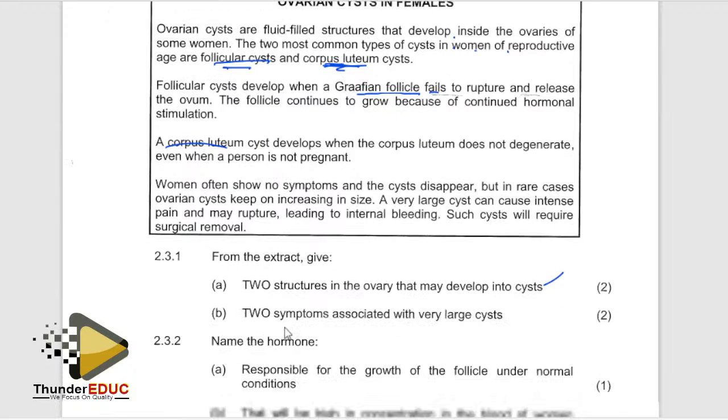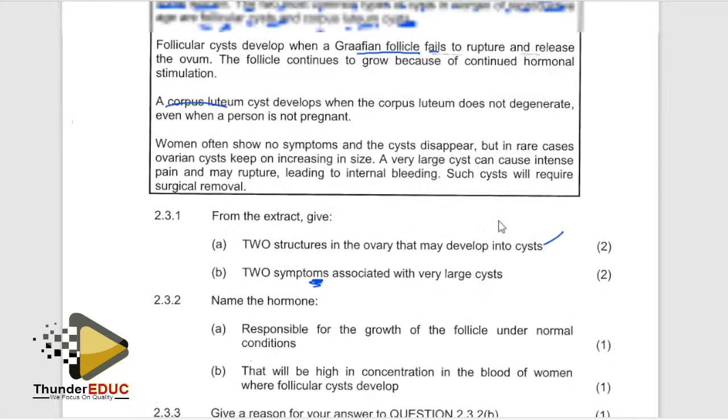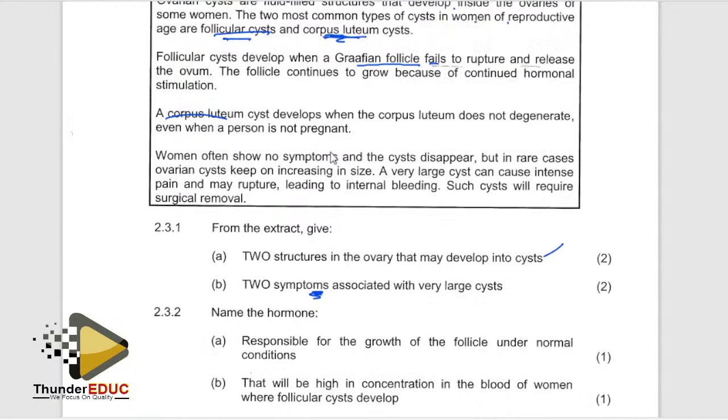State or give 2 symptoms, not signs, associated with a very large cyst. Here, what are you supposed to talk about? A very large cyst causes intense pain and may rupture. You see, so it is intense pain, and may rupture, rupturing of the what?